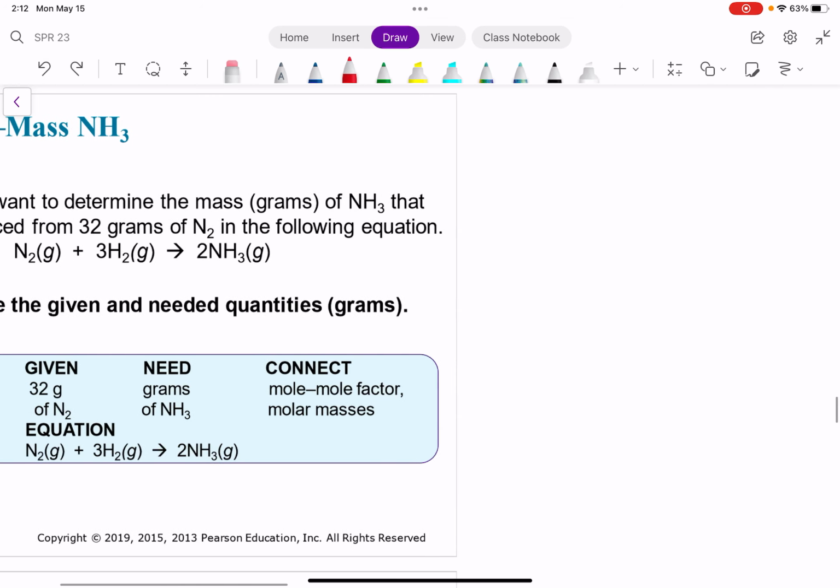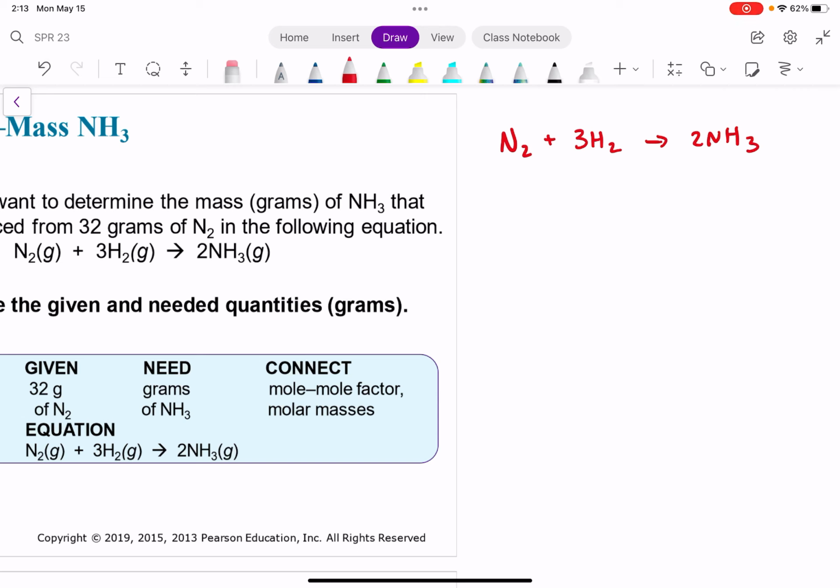Okay, let's do this over here. So we have N2 plus 3H2 gives 2NH3. Okay, first step, we need to check that this is balanced. Is it balanced?